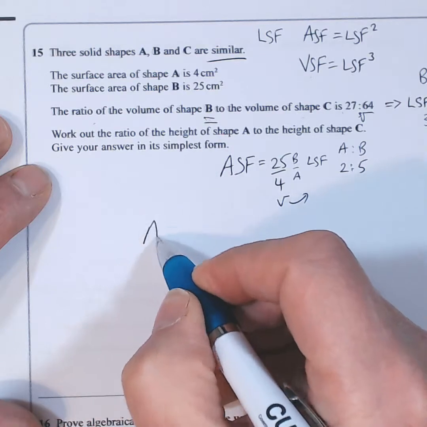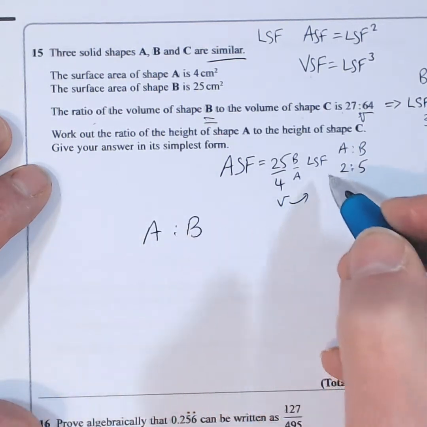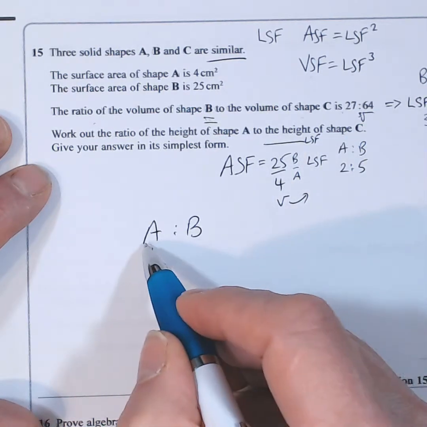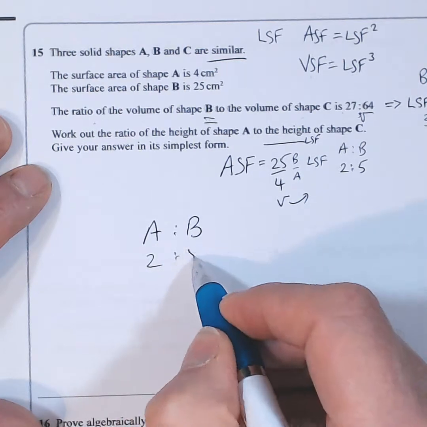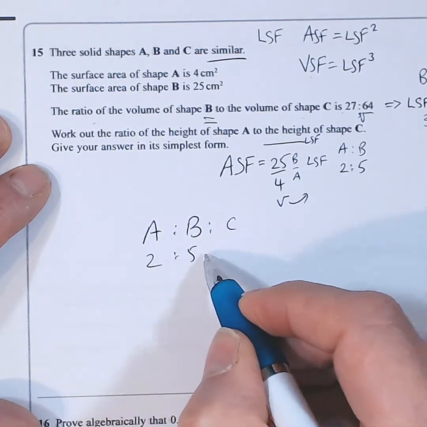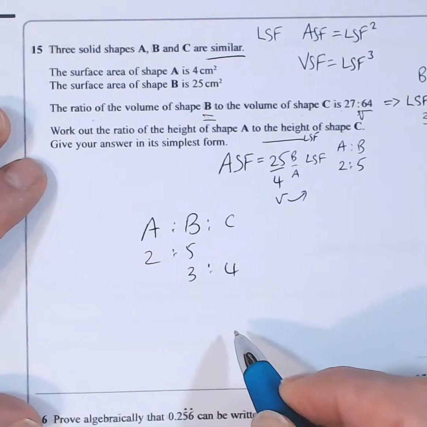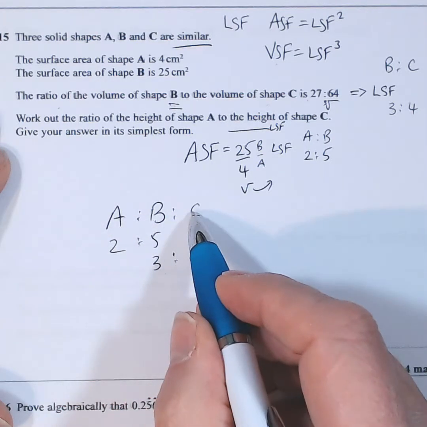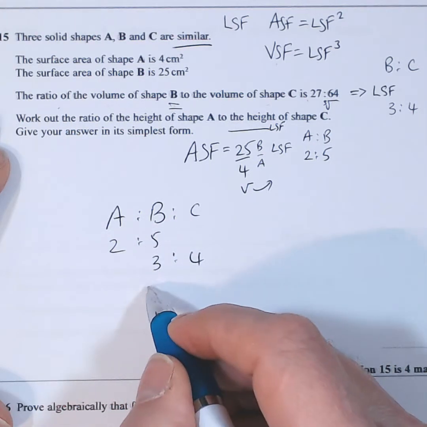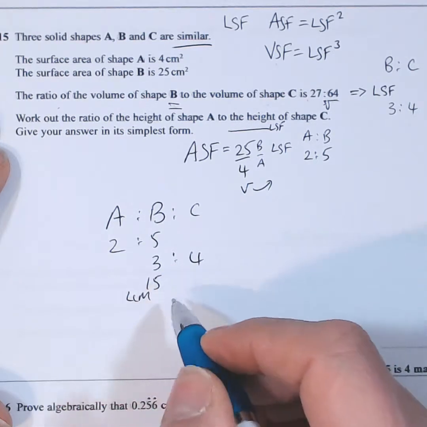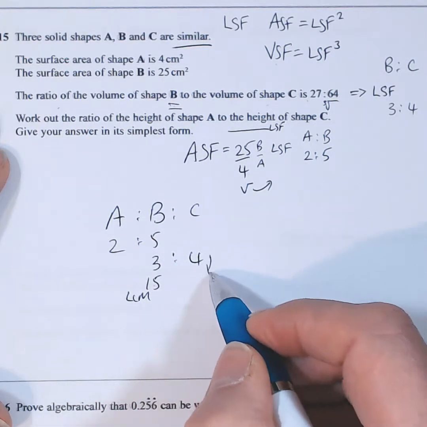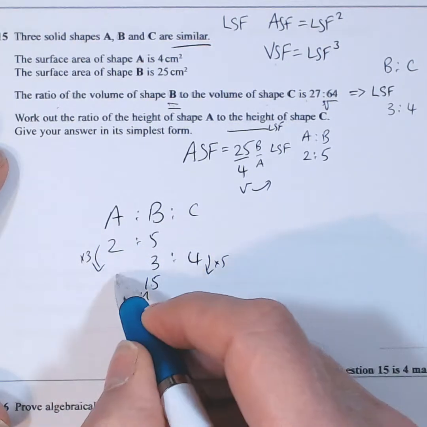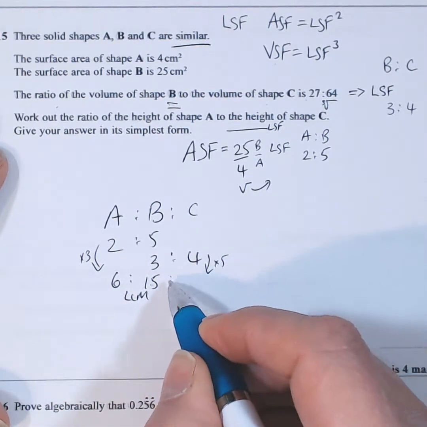So we now know that A to B, because it's talking about height, that means it's the linear scale factor. Then A to B, we've got 2 to 5. B to C, we've got 3 to 4. And what we should recognise is that we've got a three variable ratio going on, so we've got to get a lowest common multiple, so 15. To turn 3 into 15 I had to multiply by 5, and to turn 5 into 15 I had to multiply by 3. So this tells me that that's going to be 6 and that's going to be 20.